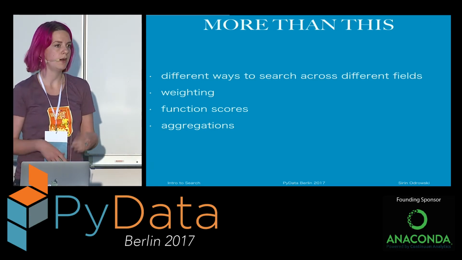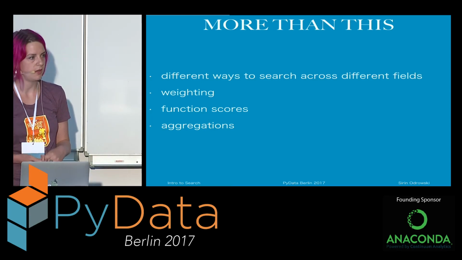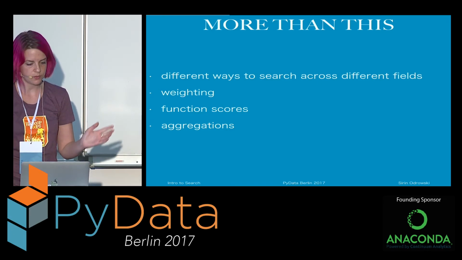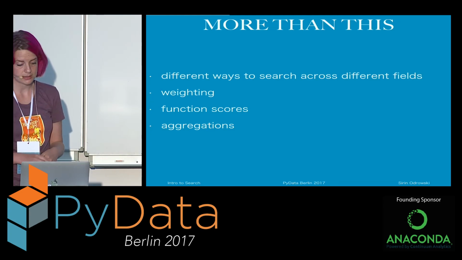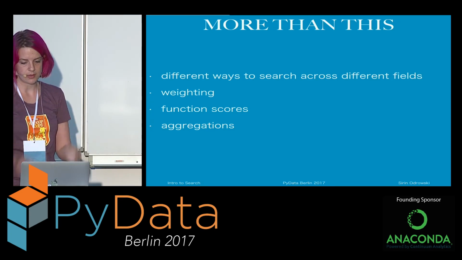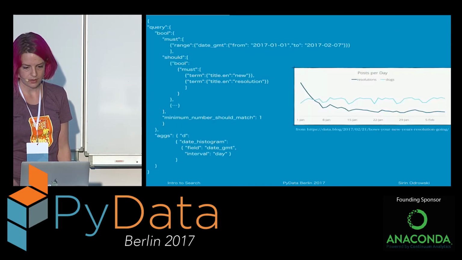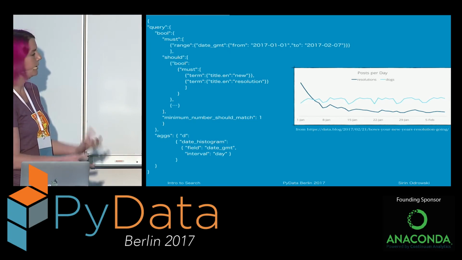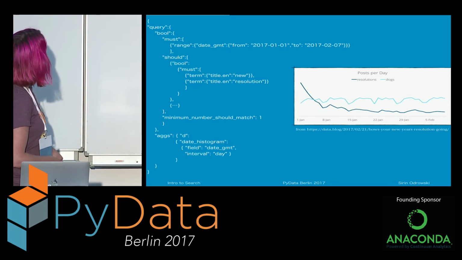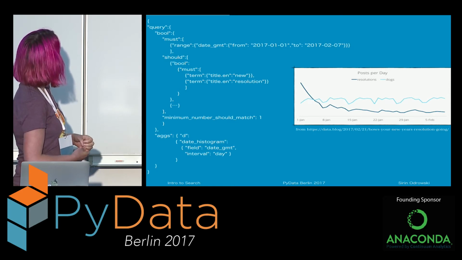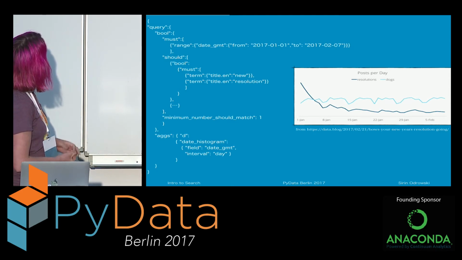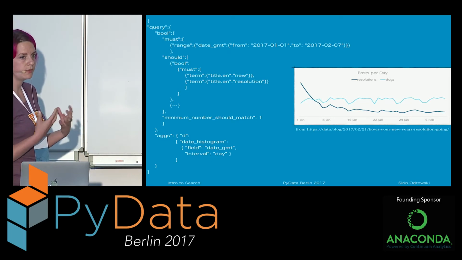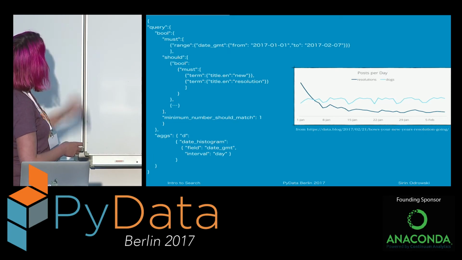You can combine different ways to search across different fields. You can apply a different weighting to different fields. You can use function scores to achieve whatever you want. And you can also use aggregations to summarize your data. I'll show you a query that one of my colleagues used, where she wanted to find higher level information in our data. She combined several bool queries, and there's the option to say my documents have to fulfill a certain condition. That's the must in the bool query.